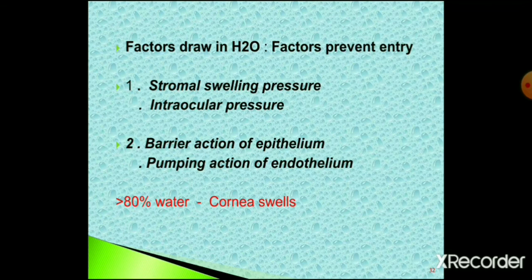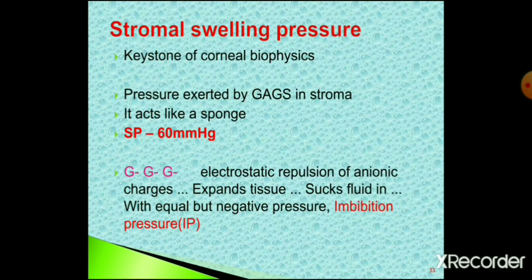One, stromal swelling pressure and the intraocular pressure. The second is the barrier action of the epithelium and the pumping action of the endothelium. So these two are the main factors. If more than 80% water is present, corneal swelling occurs. Stromal swelling pressure is the keystone of corneal biophysics. It is the pressure exerted by the glycosaminoglycans in the stroma. It acts like a sponge. Stromal pressure is 60 millimeter mercury.